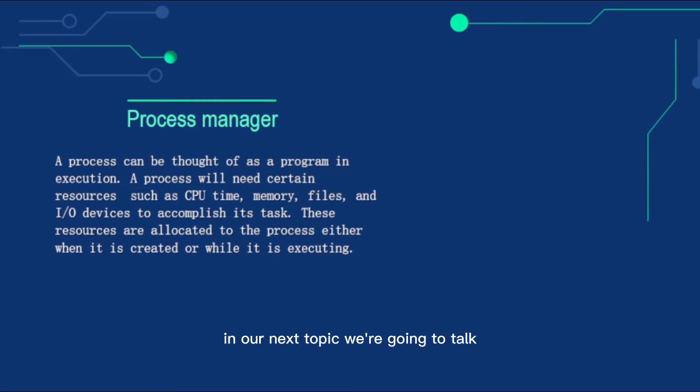In our next topic, we're going to talk about Process Manager. A process can be thought of as a program in execution. A process will need certain resources such as CPU time, memory, files, and I/O devices to accomplish its task. These resources are allocated to the process either when it is created or while it is executing.